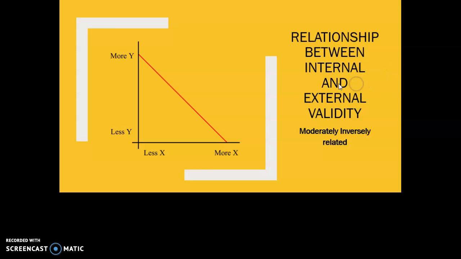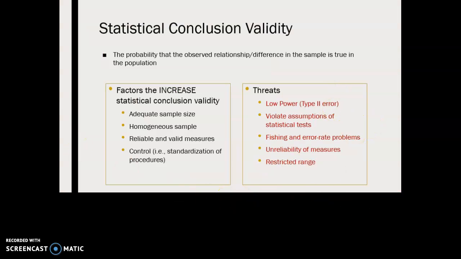All right, so the next type of validity is statistical conclusion validity, and this is the probability that the observed relationship or difference in the sample is true in the population. Like I said, this has a lot to do with type 1 and type 2 errors, right? The degree to which we reject the null hypothesis when it is in fact false, so we believe that there's a true effect. We found a true effect and we believe it's true for the population, but in fact we are making a wrong conclusion, or conversely, we fail to find an effect and we accept the null hypothesis when in fact a true effect actually does exist.